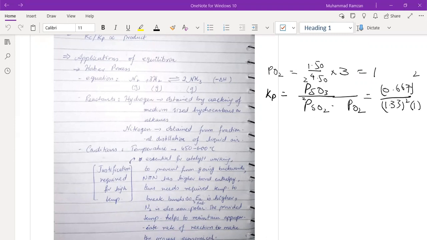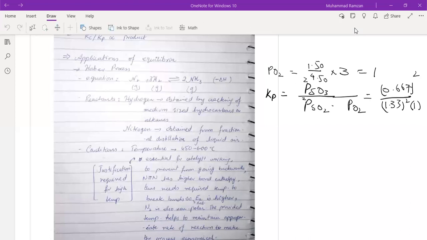Today, we are going to start from application of equilibria. What is the benefit of this knowledge? Let's have a look. One of the applications of equilibria is the Haber process.